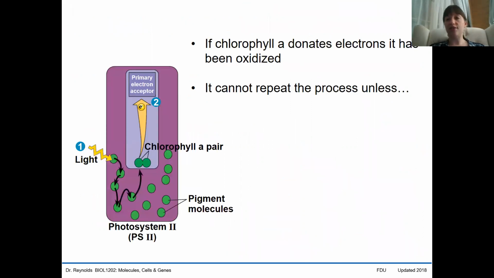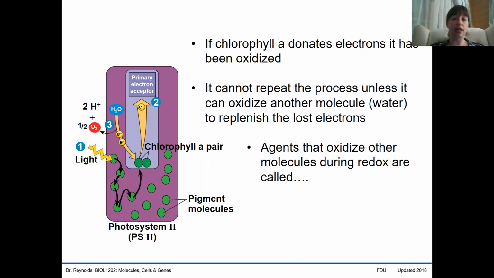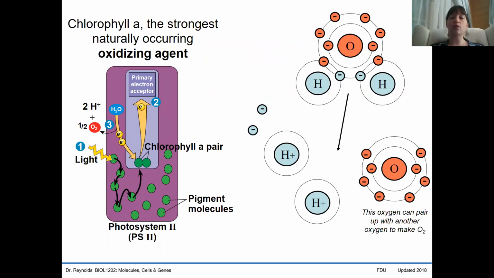So if chlorophyll A has donated its electrons and been oxidized, it's now given that away. It has no more electrons to give, unless it can replenish its electrons. In order to do so, chlorophyll A is actually going to break a molecule of water. This is why chlorophyll A is known as an oxidizing agent. It is going to oxidize water into oxygen gas and two hydrogens from which it can steal their electrons, thus oxidizing them. That oxygen gas is a waste product, and this is why plants give off oxygen.